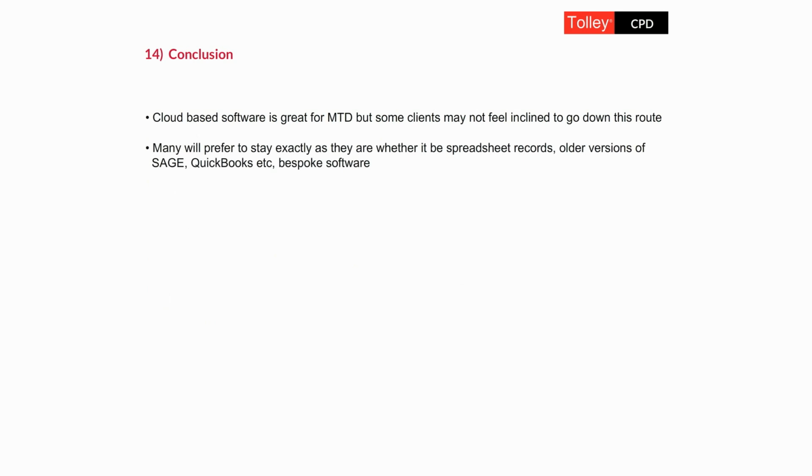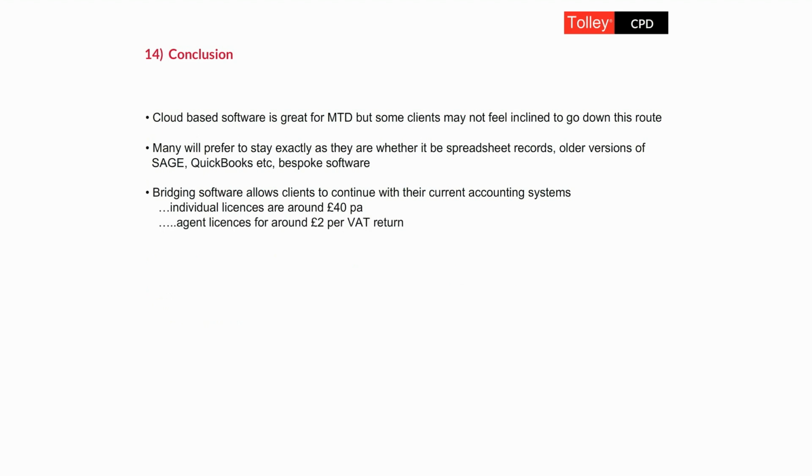So many are going to prefer to stay as they are, be it an older version of Sage, QuickBooks, VT Cashflow, whatever they've got, they may prefer to stick with it. Now, bridging software allows clients to stick with their current accounting system, and it's a very inexpensive option. You could get individual licenses for around £40 per annum. Agent licenses for accountants, you can get those for about £1 or £2 per VAT return. So bridging software is not an expensive piece of kit. It's very, very simple, very straightforward, and it is inexpensive.